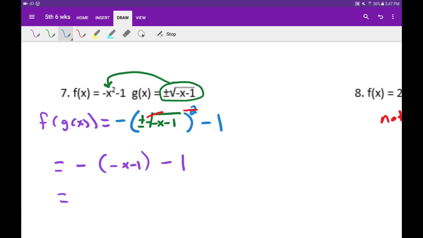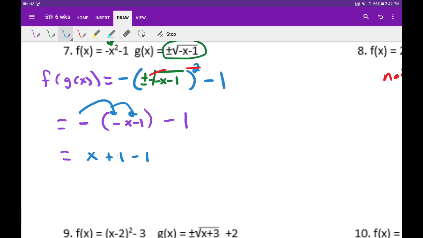Okay, so then I'm going to distribute this negative in here, which is going to give me x plus 1 minus 1. Then I know that these plus 1s and minus 1s cancel, and I get an x by itself, which means they are inverses.